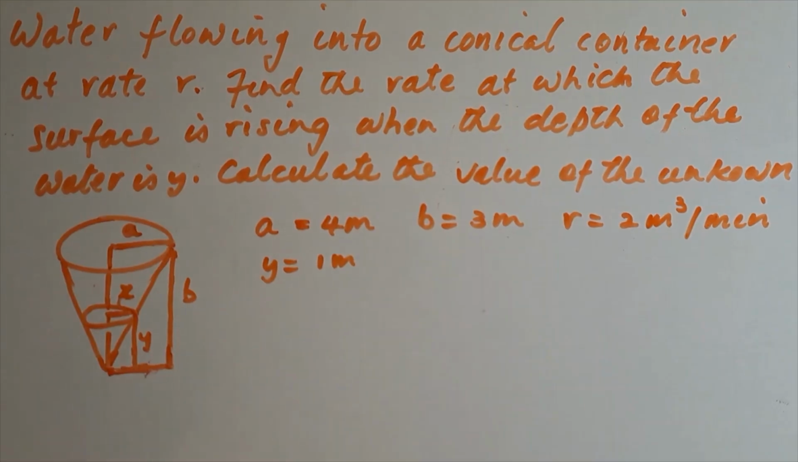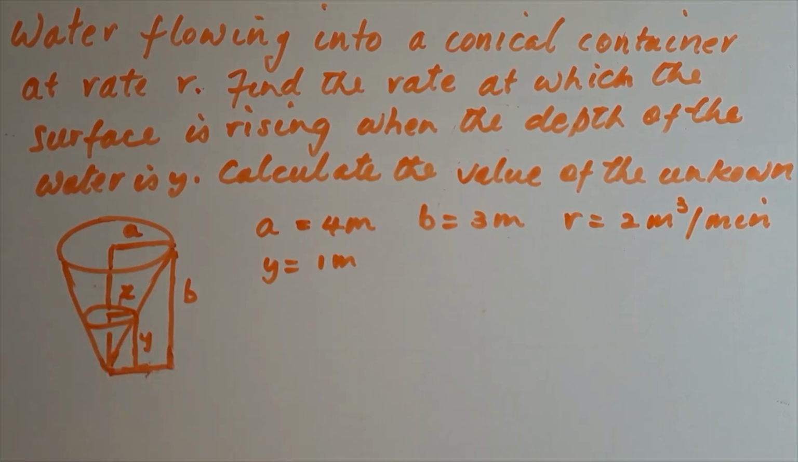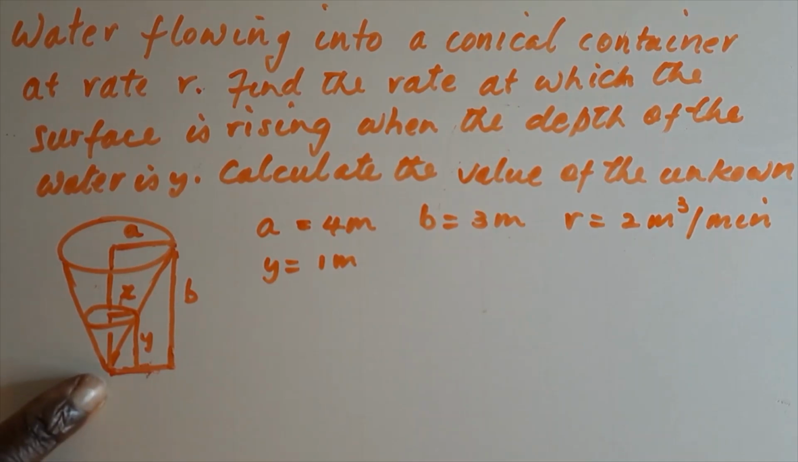Hello. Water flowing in a conical container at rate R, and this container has the shape of a right circular cone shown here below, and it has a horizontal base with a vertex pointing downwards. So this is the vertex pointing downwards. The horizontal base is at the top.